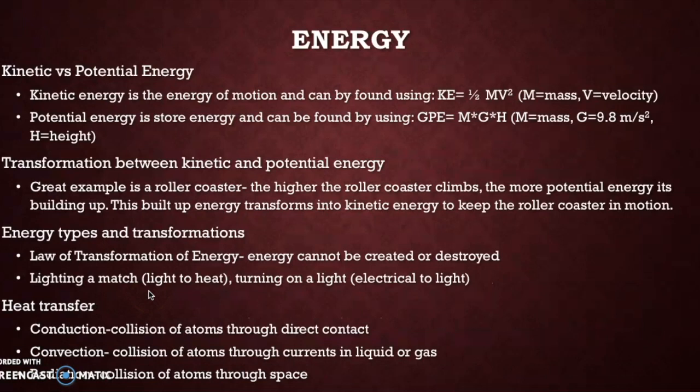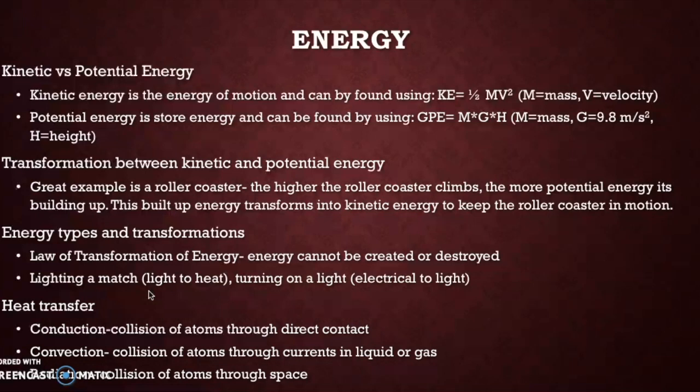All right, energy. So we have kinetic and potential energy. Kinetic energy is the energy of motion, and it's related to the mass and velocity of the object. Potential energy is stored energy, and it is also related to mass, but also has the gravity constant, which is 9.8 meters per second squared, plus the height. Since it's stored energy, the higher something is, the more energy that it's going to have.